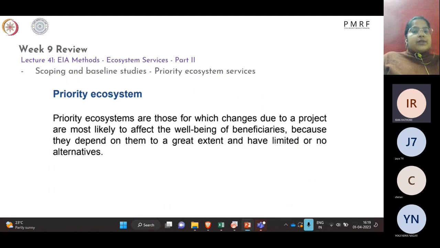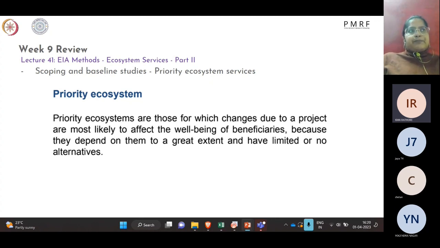And then we had the priority ecosystem services. Priority ecosystems are those from which changes due to a project are most likely to affect the well-being of beneficiaries because they depend on them to a greater extent and have limited or no alternatives. For example, the case of rural road development.